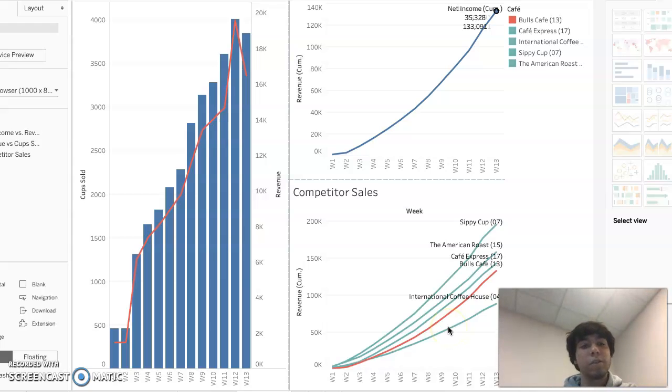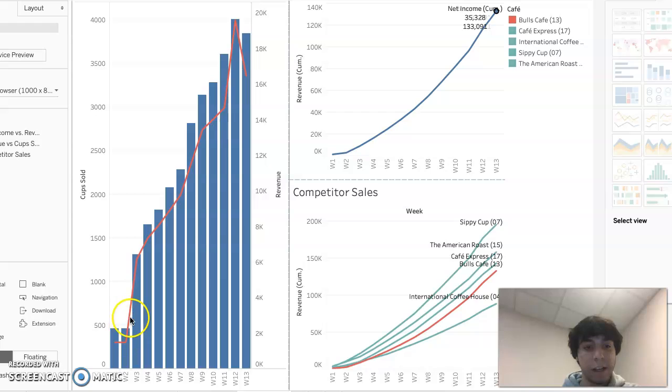Something interesting to note about the cups sold versus revenue. This is something that you can really only tell when you're looking at the visual representation of it. It's more difficult to see when you're only looking at data. But first thing to note, you can see that all of the graphs take a slow start and then rapidly ascend.